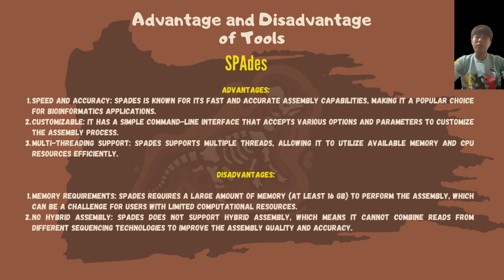For the disadvantages, memory requirement. SPAdes requires a large amount of memory to perform assembly, which can be challenging for users with limited computational resources. And lastly, no hybrid assembly. SPAdes does not support hybrid assembly, which means it cannot combine reads from different sequencing technologies to improve the assembly quality and accuracy.